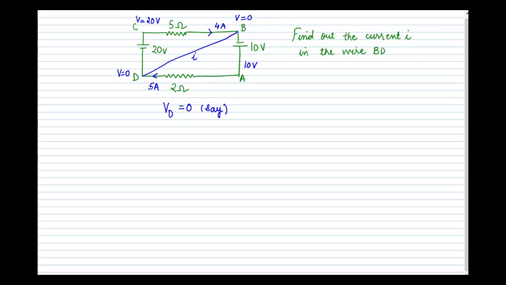So now we can write down. If you want to calculate the current in wire AD, the current in wire AD is equal to 5 ampere, because that is 10 upon 2, which gives us 5 ampere. And the current in wire CB is equal to 4 ampere, because I is equal to V upon R, so V is 20 and R is 5, so 20 upon 5 will give us 4 ampere.